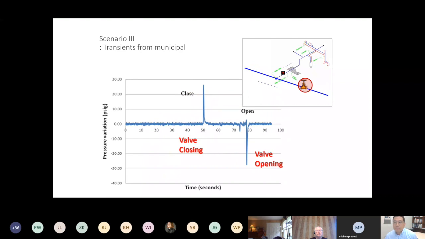Scenario 3 shows very similar patterns, but the magnitude is a little bit smaller. When there's a sudden closure from the downstream of the premise plumbing, we see pressure variations due to closing. We see some spike of about 25, 30, and also with the opening, of course, there will be some pressure reduction.